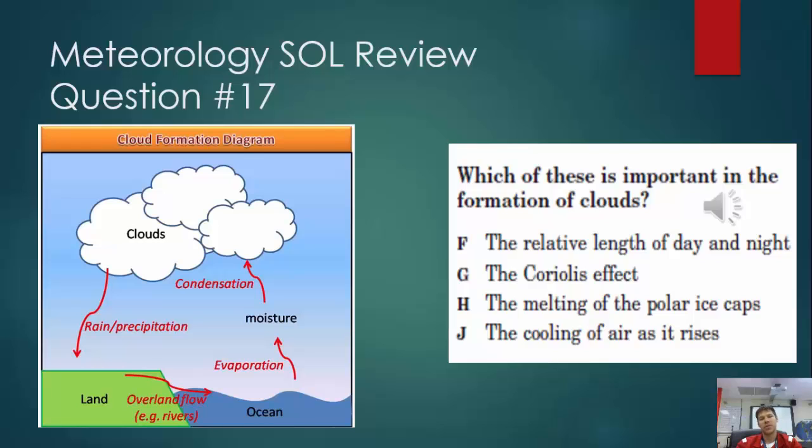So let's look at our choices here. The relative length of the day and the night? No. The Coriolis effect? No. The melting of the polar ice caps? No. Or the cooling of air as it rises. So when you get that warm, moist air ascending, it's going to cool, it's going to condense, it's going to bond to the condensation nuclei, you're going to get a cloud. The answer is J, the cooling of air as it rises.